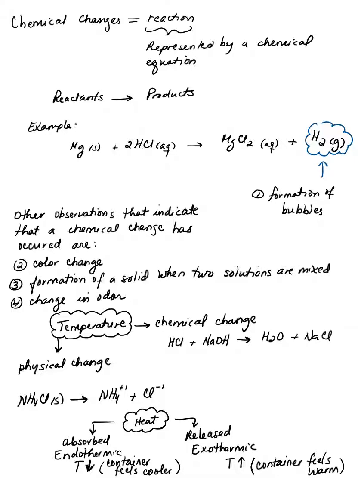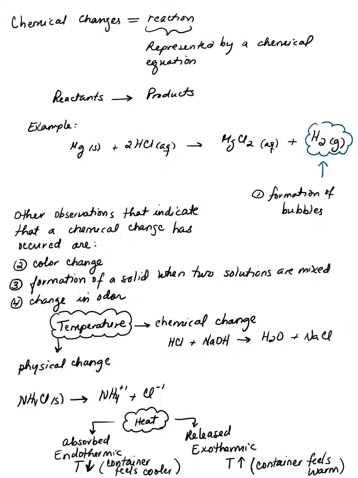Chemical changes are represented by chemical equations. When you have a chemical change, you have in the beginning substances with specific properties, and at the end of a chemical change, or after a chemical reaction happens, you're going to have new substances with different properties than the substances that you had in the beginning.